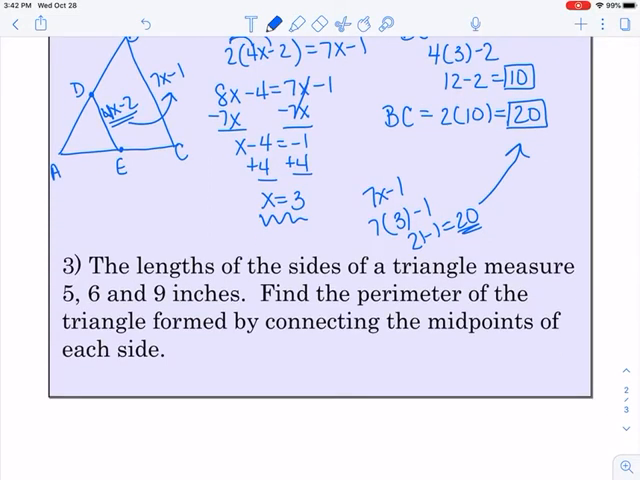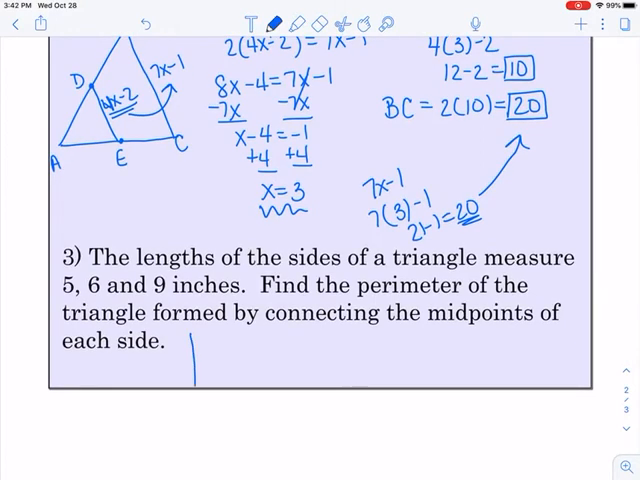Okay, in number 3, it says the lengths of the sides of a triangle measure 5, 6, and 9 inches. Find the perimeter of the triangle formed by connecting the midpoints of each side. Well, if you're connecting the midpoints of each side, each side of the triangle you form on the inside is going to be half of the original triangle's side.